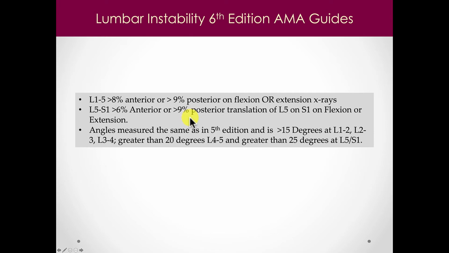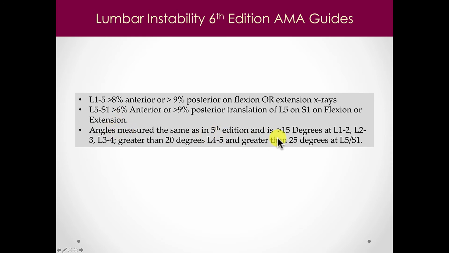In the 6th edition, I think they do a much better job, again, using percentages, but now it's L1 through L5, 8% anterior or 9% posterior on flexion or extension x-rays. L5-S1 greater than 6% anterior or greater than 9% posterior translation of L5 on S1 on flexion or extension. Okay, I think that's very, very reasonable. If you look at it, it makes sense. I really do think the guides did a great job on the percentages using that, okay?